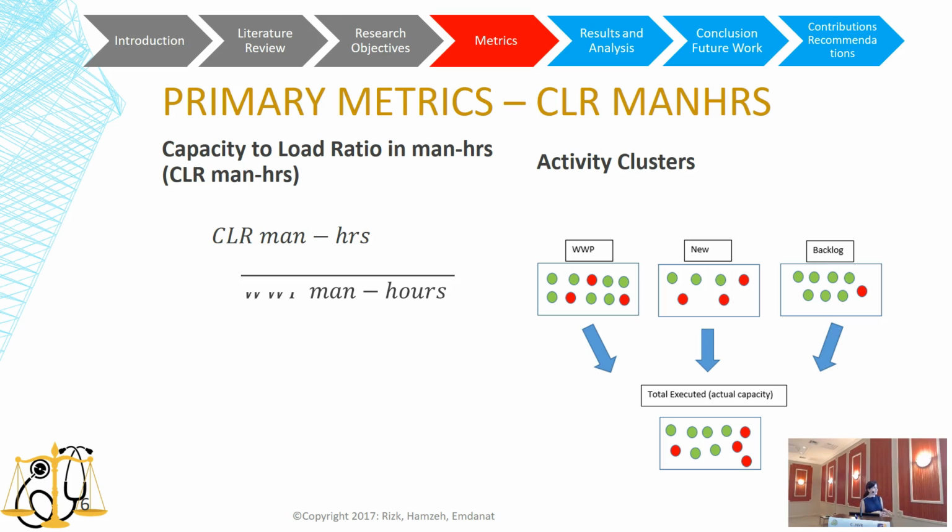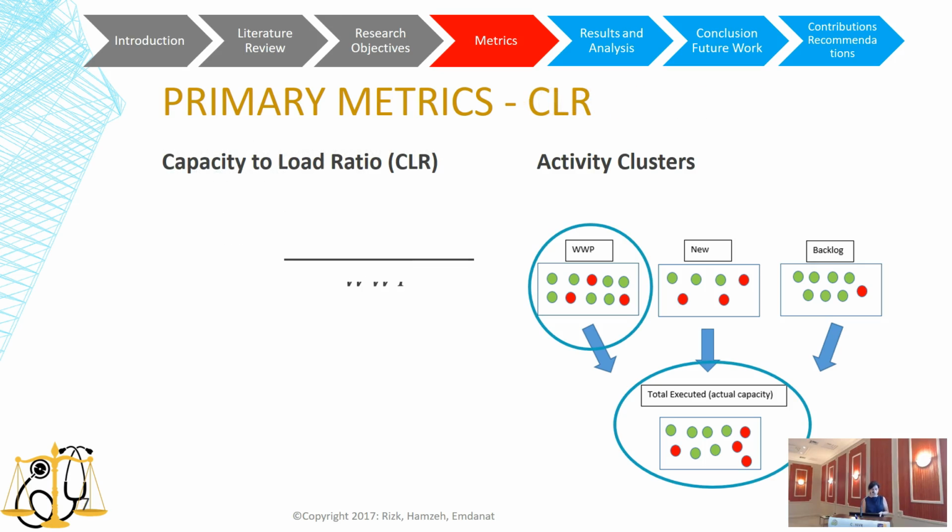So the first metric is the capacity to load ratio in man hours. It is calculated by dividing the quantity of man hours it took to complete the activities that have been executed this week by the quantity of man hours required to complete the activities committed to the weekly work plan. But since nobody calculates at the weekly work plan level the planned and actual man hours, we are calculating the CLR man hours with the surrogate metric, which is the CLR, the capacity to load ratio.